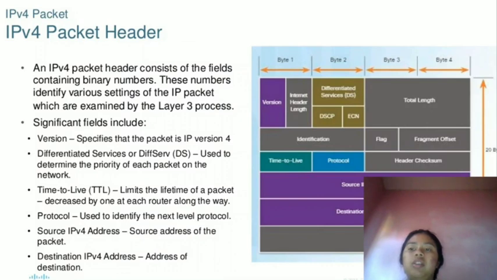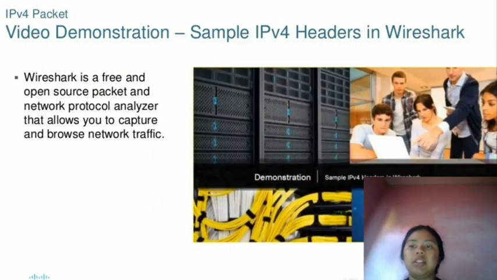IPv4 packet header. An IPv4 packet header consists of fields containing binary numbers. These numbers identify the various settings of the IP packet, which are examined by the layer 3 processes. Significant fields include version, differentiated services or DiffServ, time to live or TTL, protocol, source IPv4 address, and destination IPv4 address.